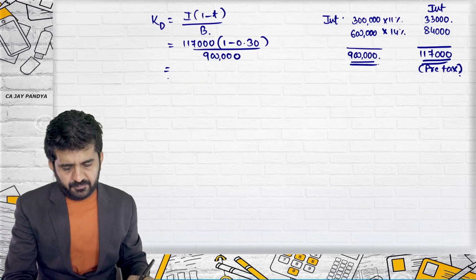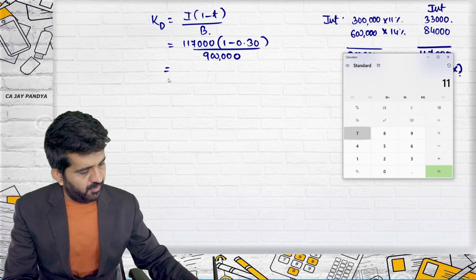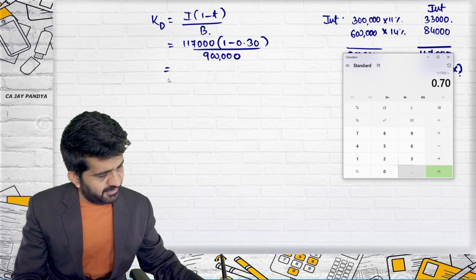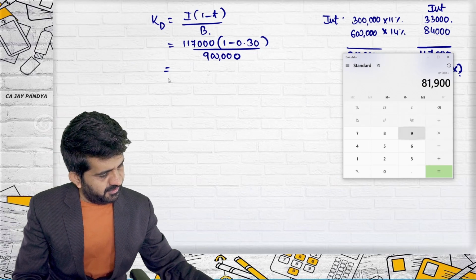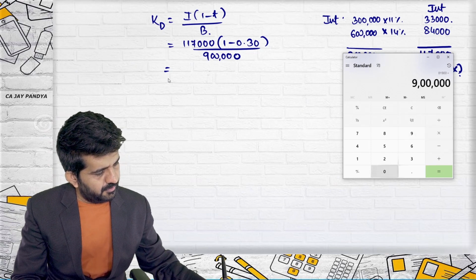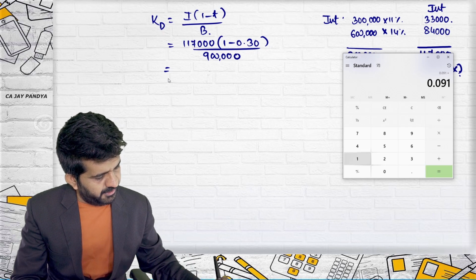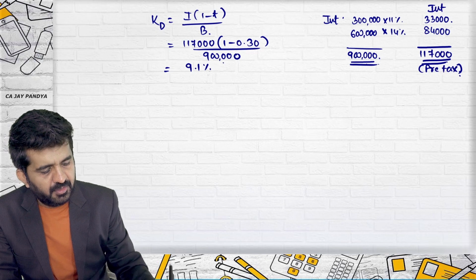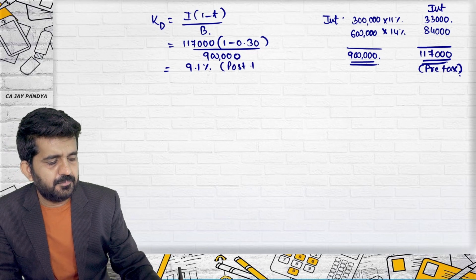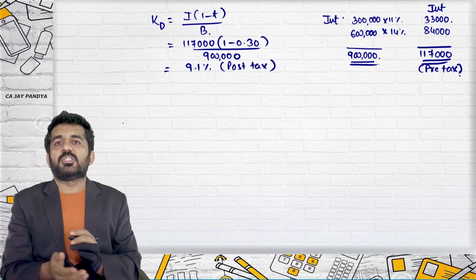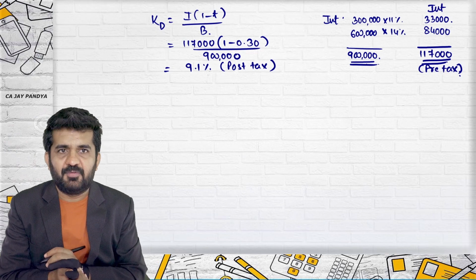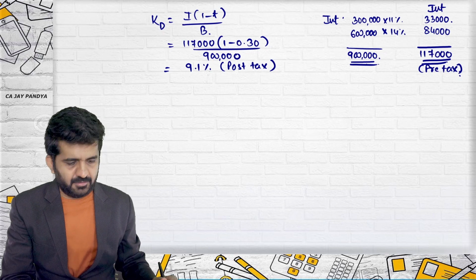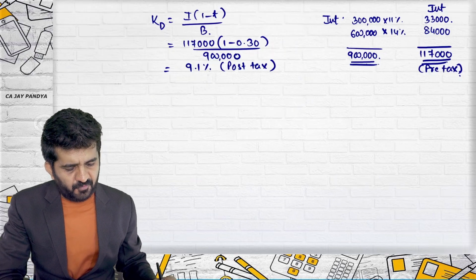This is 1,17,000 into 70% divided by 9 lakhs multiplied by 100. It is 9.1%. And this is post-tax, because now you have considered tax benefit. Is it correct? What we have found out? Cost of debt. Is it correct? Let me find out cost of equity.